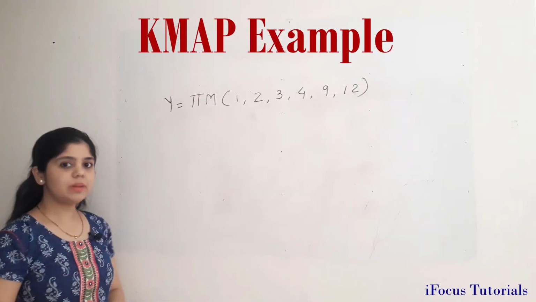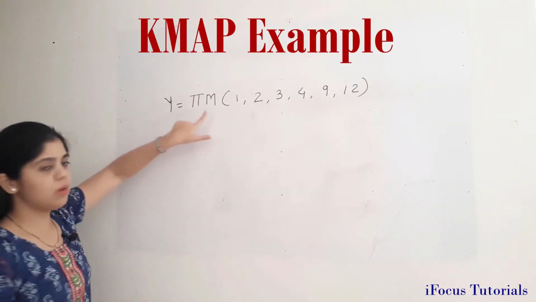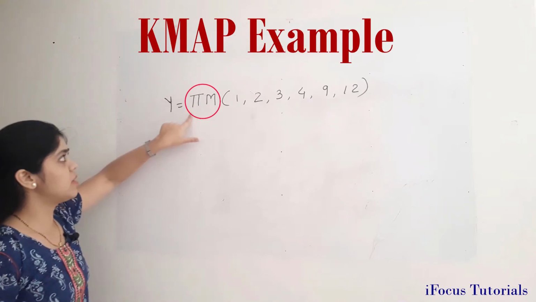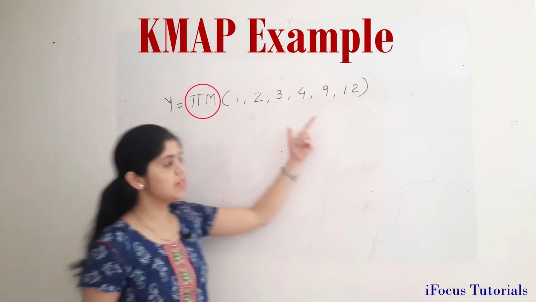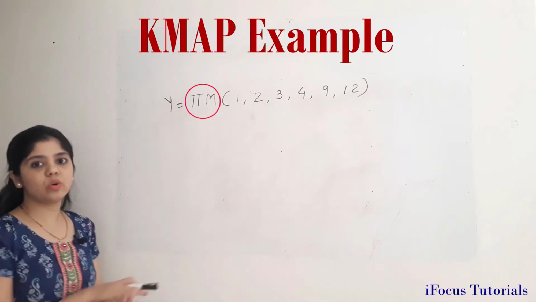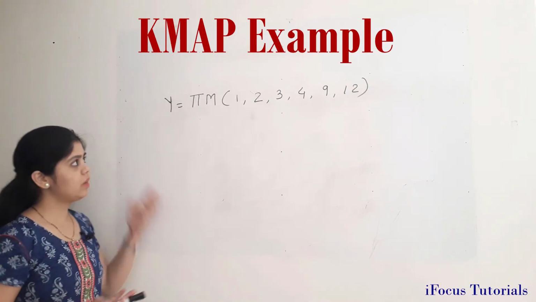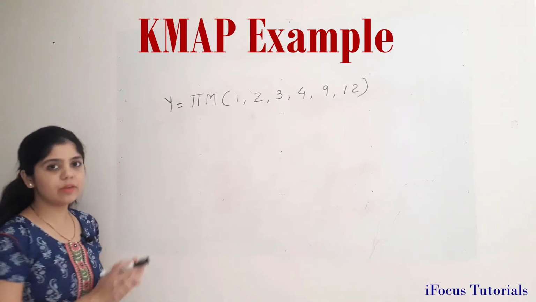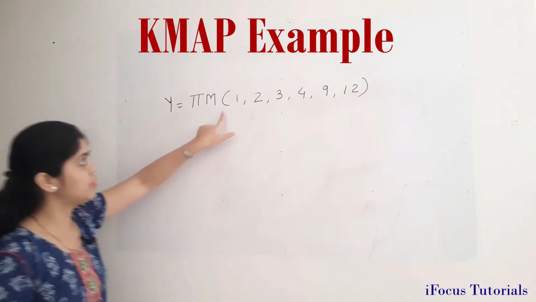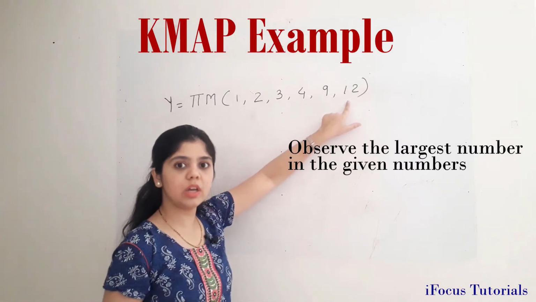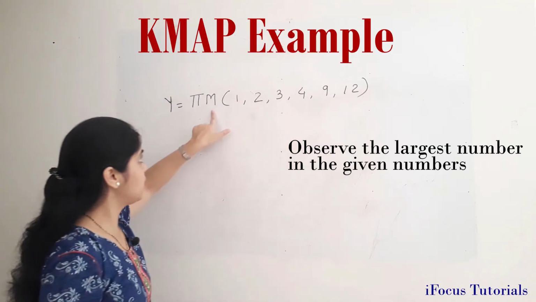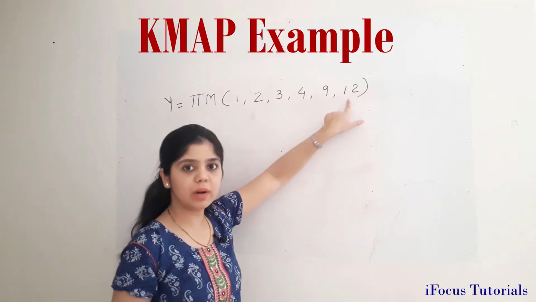Now the next example that I have taken is in the form of a symbol. So this symbol represents that I have to solve these box numbers as a POS expression. Now we don't have any variables here. So what we have to do? We have to observe the largest number given in our bracket. So the largest number that we have been given is nothing but 12.